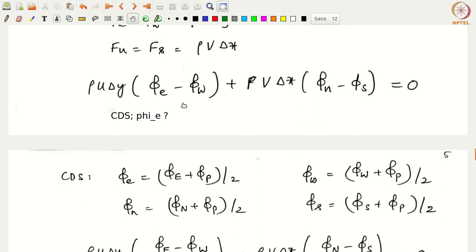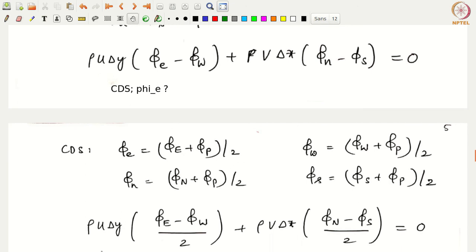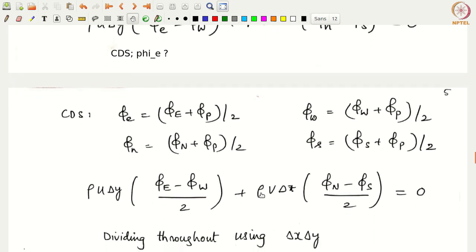Then we will plug it into this equation. What we see is that phi little e has E and P, and phi little w, which is coming with a minus, has W and P as well. That means the P gets cancelled, and instead of phi little e minus phi little w, we get phi capital E minus phi capital W by 2, right? So this equation is nothing but rho u delta y times phi capital E minus phi capital W by 2 plus rho v delta x times phi capital N minus phi capital S by 2 equals 0. Okay, so that's what we have.